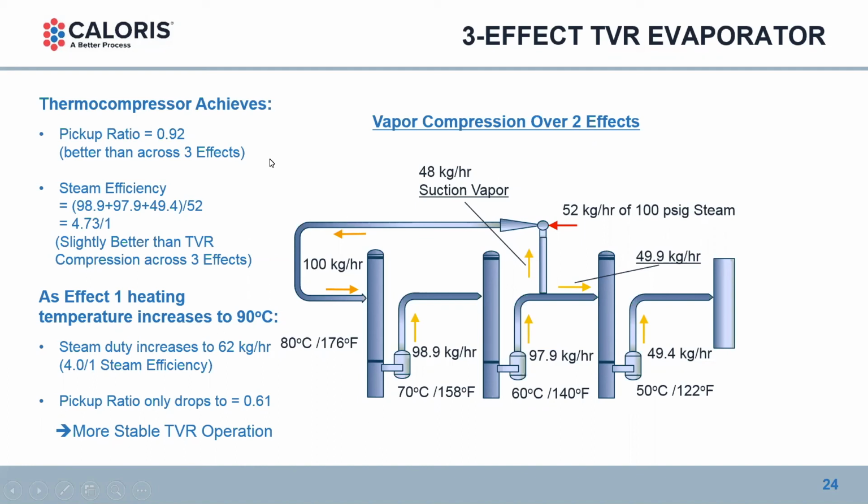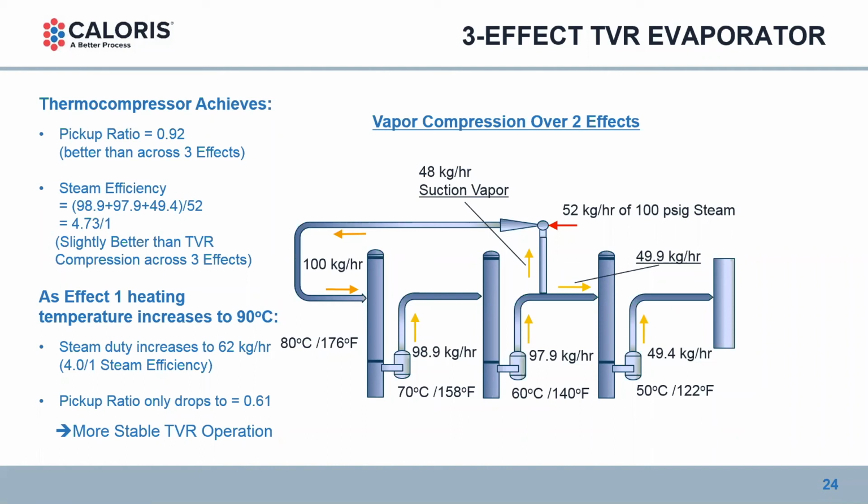In the clean evaporator, I've got a pickup ratio of 0.92. It's better than the 3 effect. I've got a steam efficiency of 4.73, which is better than the 3 effect was in a clean scenario. And as it fouls, and my heating temperature in the first effect has to go up to 90 degrees C, my pickup ratio only drops to 0.61. It's in a more stable range there.